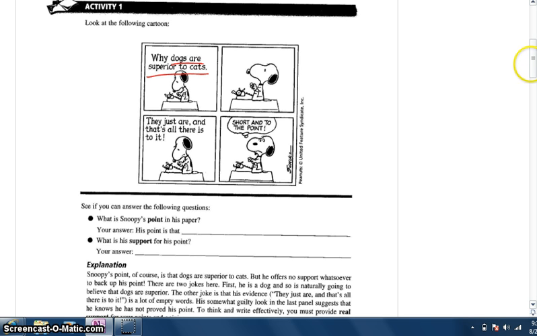What is the support of his argument? His support is, they just are. Well, this is just like when mom and dad say, "You can't go out late tonight." Why can't I go out late? Because I said so. There's no support there, and therefore you get really frustrated with your parents because they haven't given you a justification that meets your needs. So instead, Snoopy needs to come up with support as to why a dog is superior to a cat.